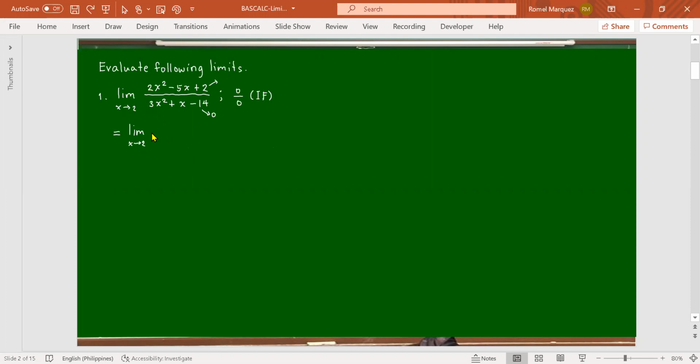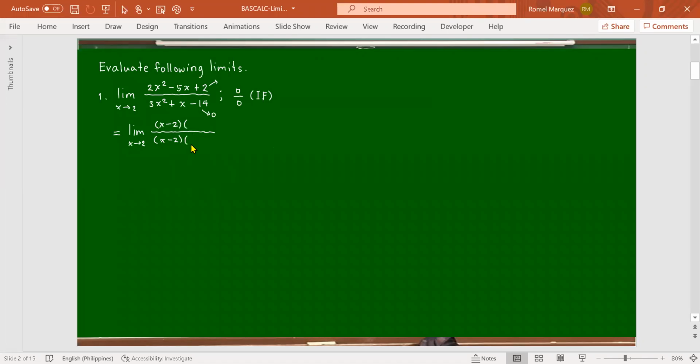So let's try to factor first. To get that, the technique is factorization of the numerator and denominator. So it is guaranteed that there is a factor x minus 2. Why is it guaranteed that there is a factor of x minus 2 in the numerator and also in the denominator, guys? Because the numerator and denominator become 0 when x is 2. So it means x minus 2 is a factor.